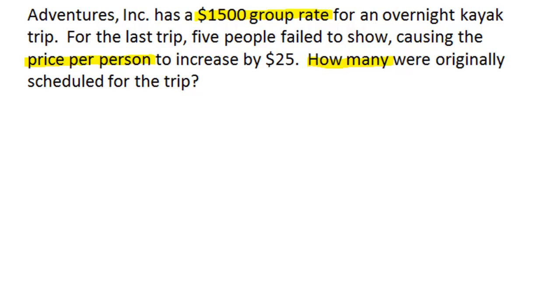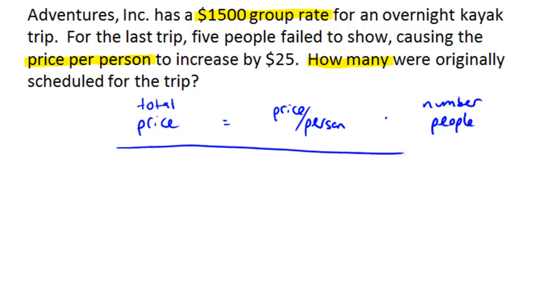The equation that relates all those together is total cost, or I guess to use the terminology here of the problem, it's the total price equals price per person times number of people. And in our usual fashion, we can actually use that as the top part of our table. This is a good problem to use a table for.